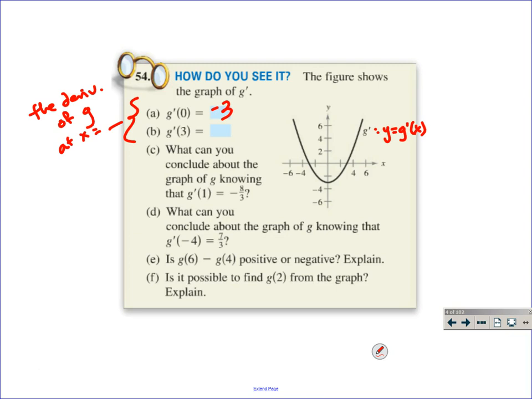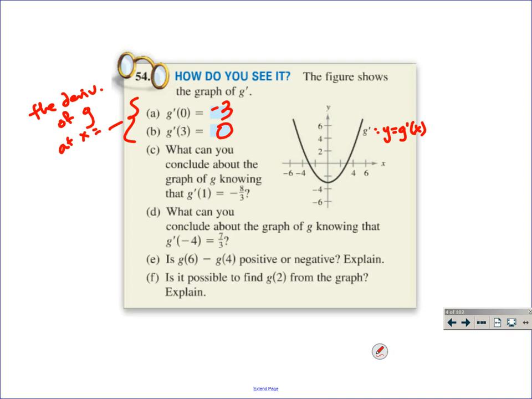What's G prime of 3 then? 0. Good. So I don't have to think about tangent lines in the sense of looking for tangent lines. If they give me the derivative graph, I just need to find the derivative values, aka the y values.